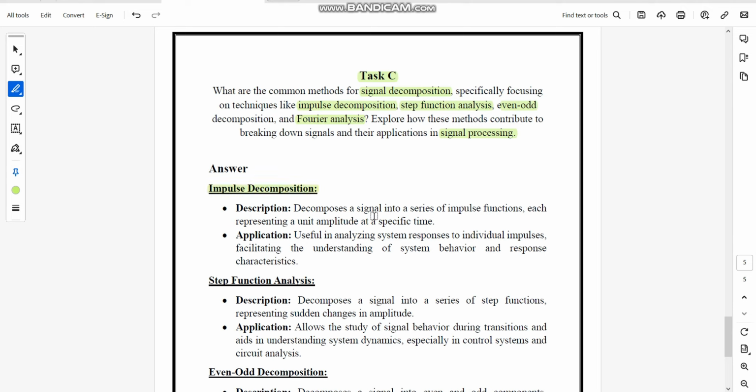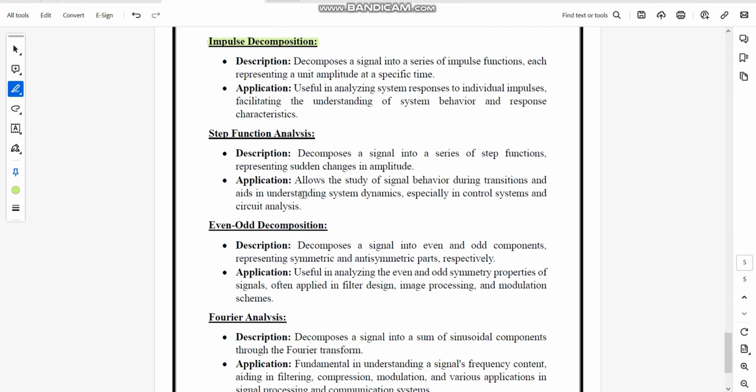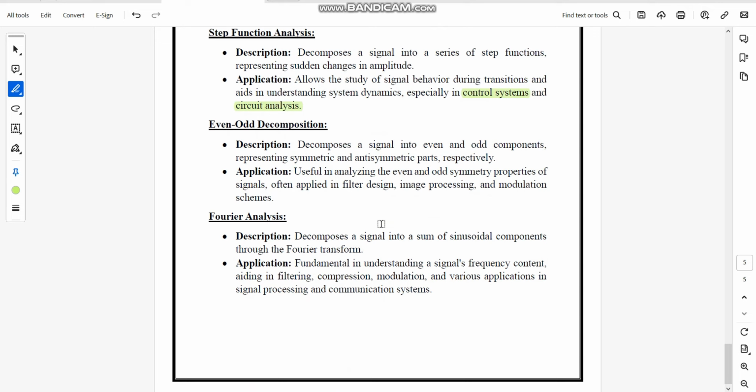It decomposes a signal into a series of impulse functions, each representing a unit amplitude at a specific time. And its application is that it is useful in analyzing system responses to individual impulses, facilitating the understanding of system behavior and response characteristics. Step function analysis. It decomposes a signal into a series of step functions representing sudden changes in amplitude. It allows the study of signal behavior during transitions and aids in understanding system dynamics, especially in control systems and circuit analysis.